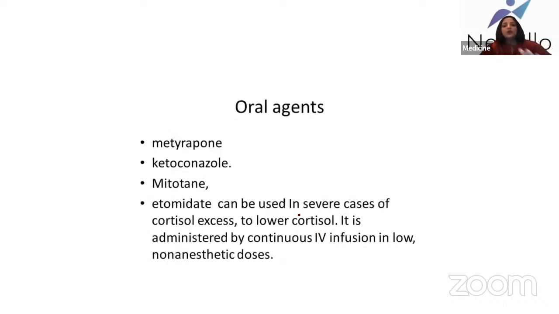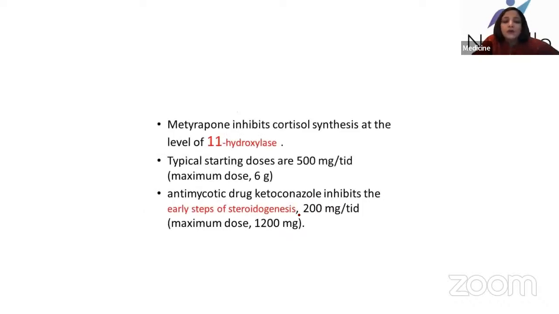Okay, then what are the oral agents which are used in practice nowadays? It is your metyrapone, your ketoconazole, your mitotane, and your etomidate. Now metyrapone inhibits cortisol synthesis at the level of 11 hydroxylase. And what is the starting dose? You can go up to 6 grams, but the initial starting dose is always 500 thrice daily.